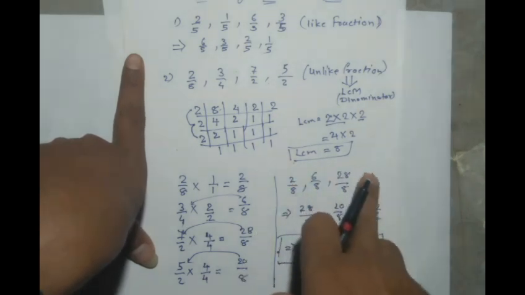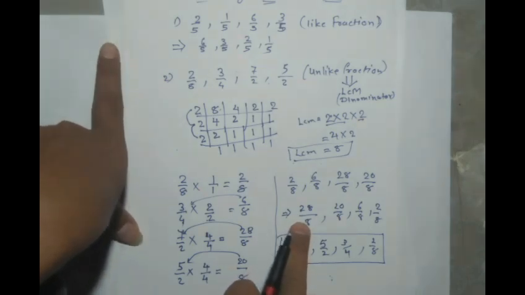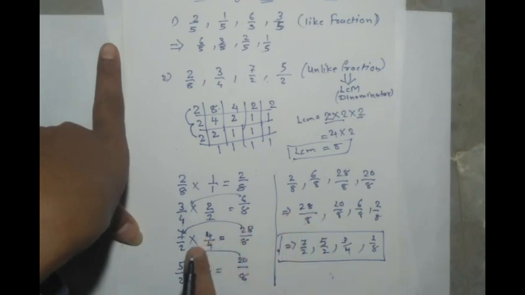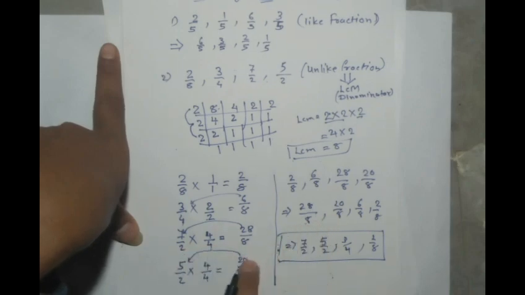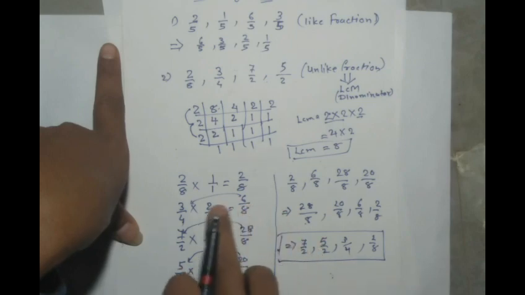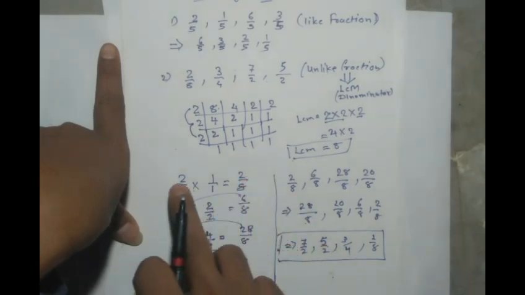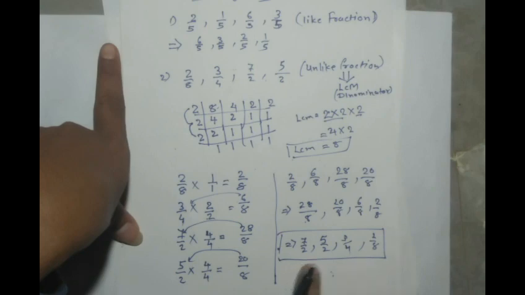Now we have arranged these like fractions in descending order, and after that we saw which original fraction each one is. So we see 28 upon 8, the original fraction was 7 upon 2, that we write. Then 20 upon 8 means which fraction? 5 by 2, that we have written. 6 upon 8 means which fraction? 3 upon 4, that we have written. And 2 by 8 means 2 by 8, that we have written. In such a way we get the answer at the end.